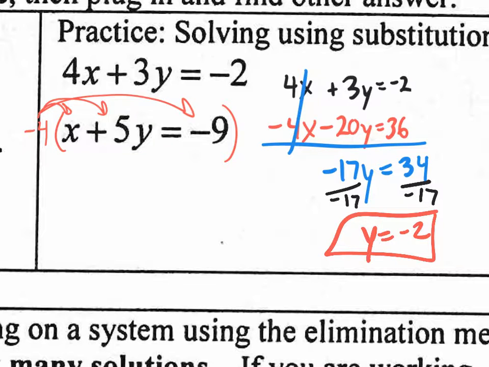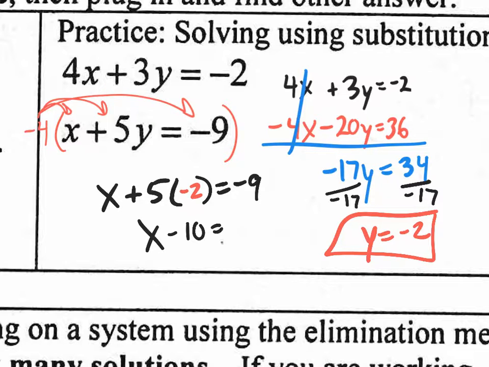Plug it in. Right? So let's plug it into any one. Which one do you guys want? The top one or the bottom one? Bottom again? Okay, no problem. So we're going to have x plus 5y, but instead of y, I'm putting the -2 right in there, equals -9. So when I do this math, I'll have x minus 10 equals -9. Add 10, add 10. You'll have your final answer, x equals 1.